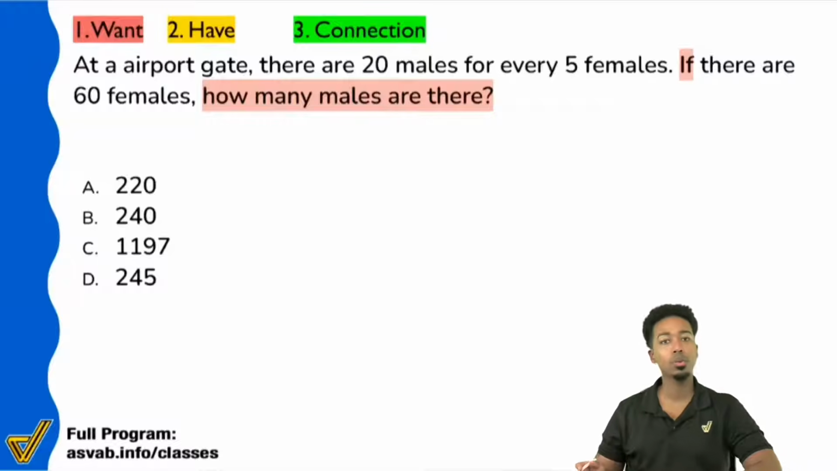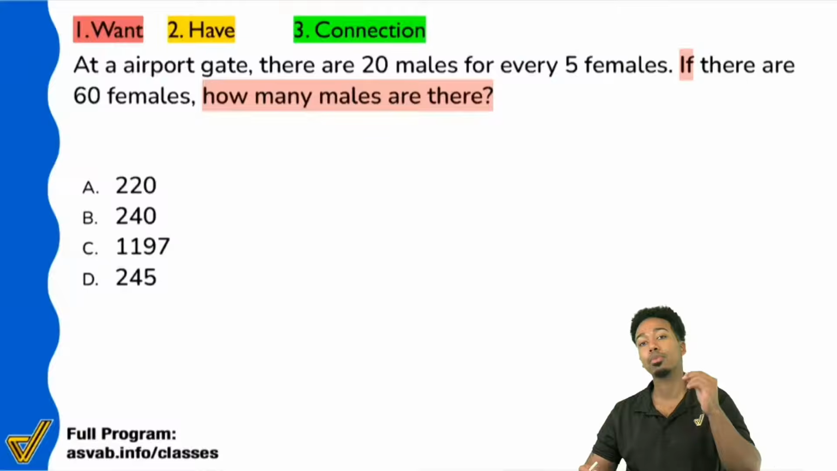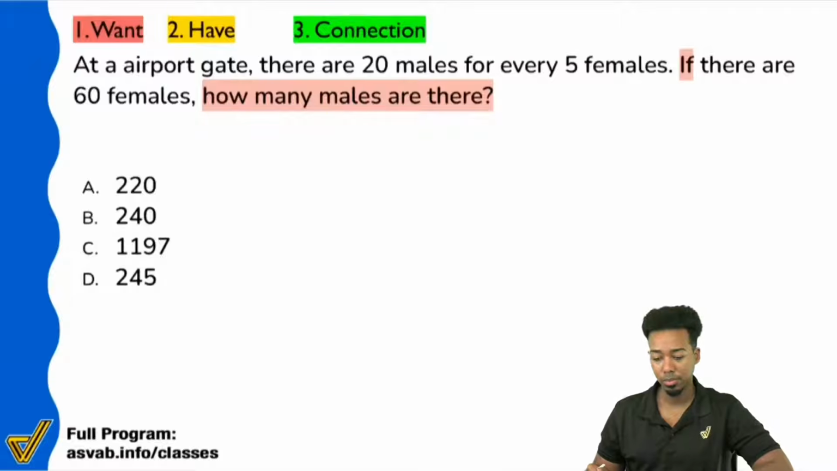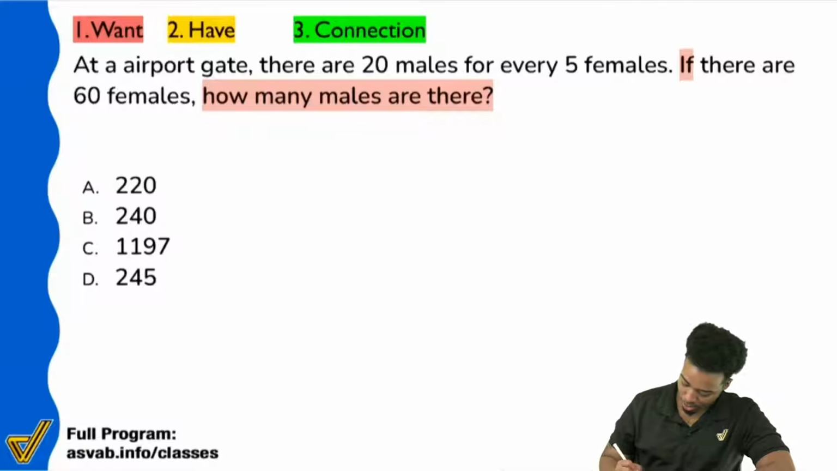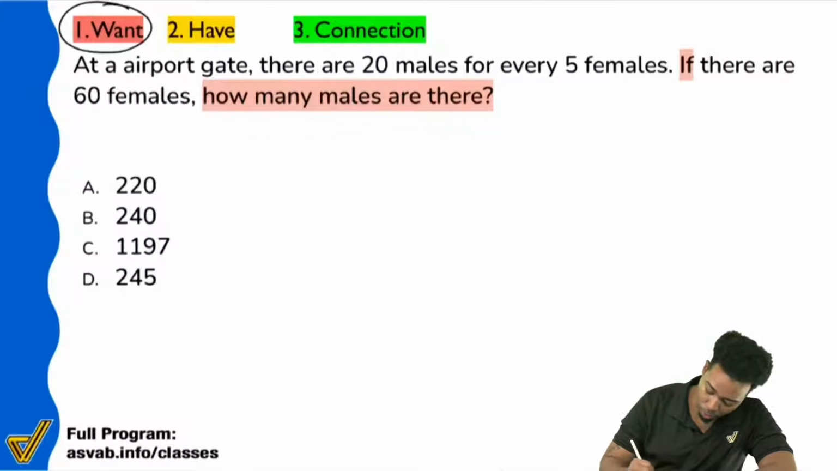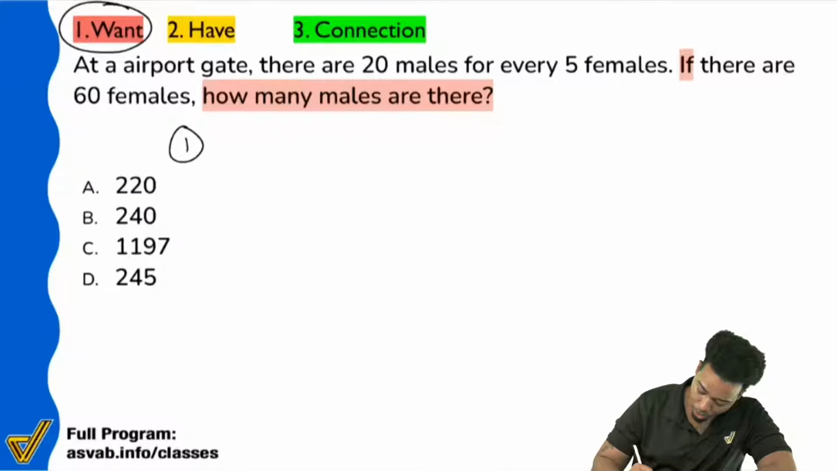So everybody, in one word, we are looking for the number of what? That's right, Jasharia. And yeah, we are looking for the number of males. Sounds good. So step number 1, what we want is the number of males.